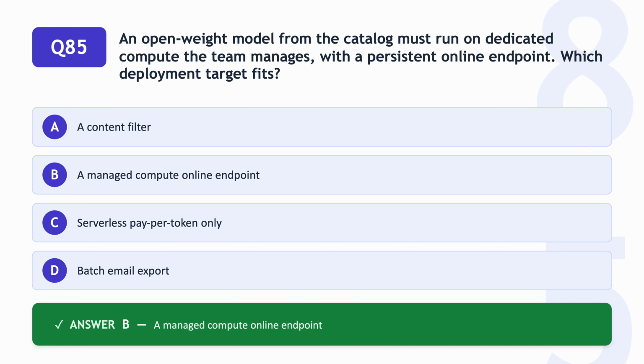Correct answer, B. A managed compute online endpoint. Why B is correct? The key clues are open weight model. Team wants dedicated compute. Team manages the runtime environment. Needs a persistent online endpoint. Continuous real-time inference. A managed compute online endpoint is the appropriate deployment target for hosting open weight models on dedicated infrastructure while exposing a persistent API endpoint for applications.